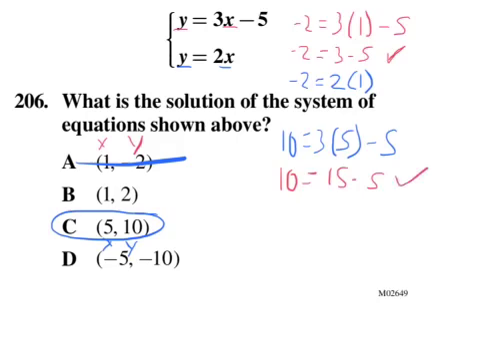Go to the other one. So y is 10, x is 5. Is that true? Does 10 equal 2 times 5? Mm-hmm. So it's true for both, so that is the answer. Kind of jumped to the answer, but you could test all the rest, but C would be the solution. You just got to try them until you find the one that works.